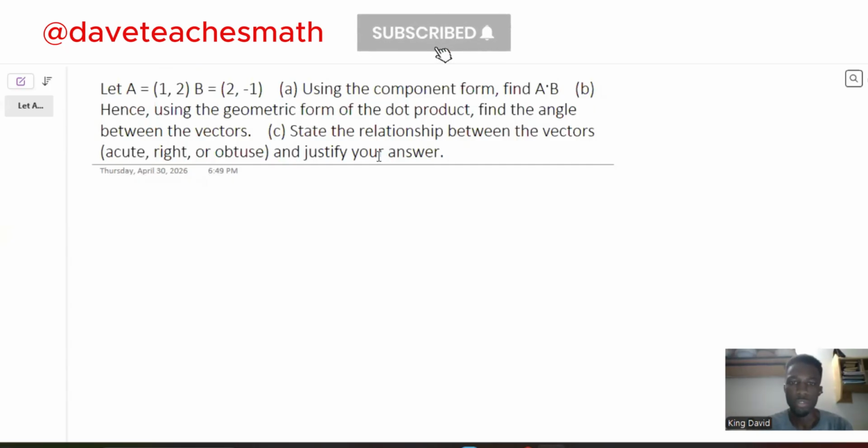So welcome to today's session. Today we are going to be talking about computing the dot product between two vectors. Okay, so when we refer to the dot product, what are we actually referring to?